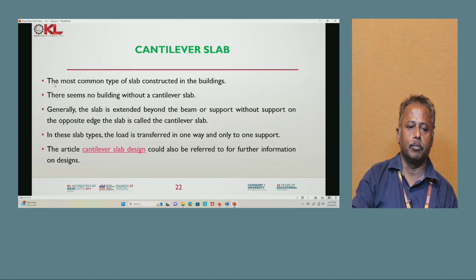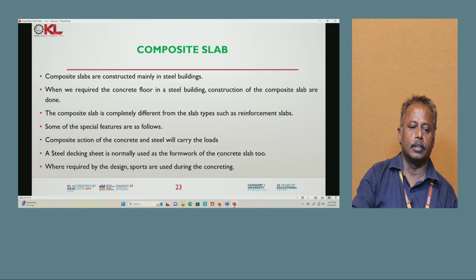Next, cantilever slab. The most common type of slab construction in buildings. There seems to be no building without a cantilever slab. Generally the slab is extended beyond the beam or support, without support on the opposite edge of the slab. It is called a cantilever slab. In this slab type, load is transferred in one way and only to the support. For the cantilever design, you could also refer to further information on the design.